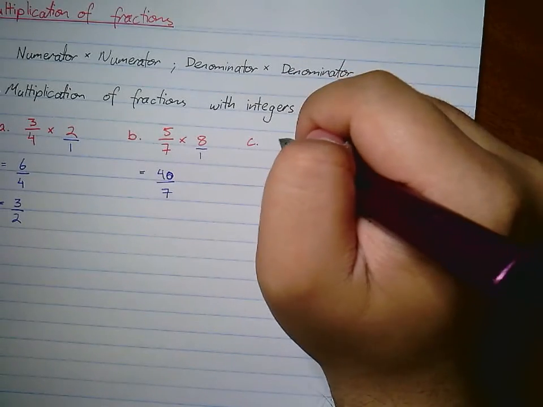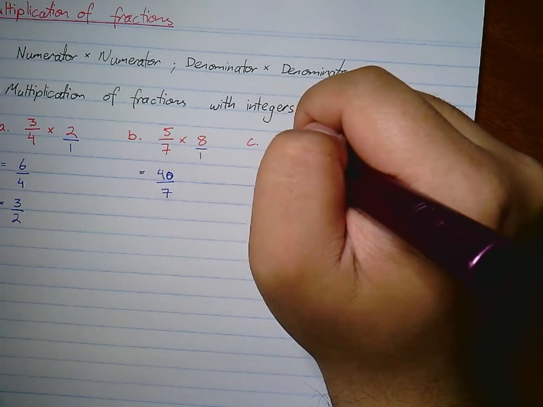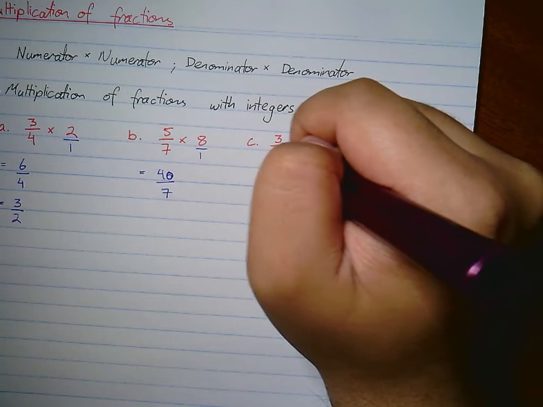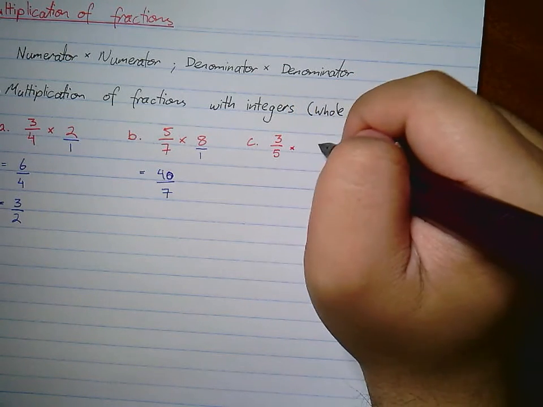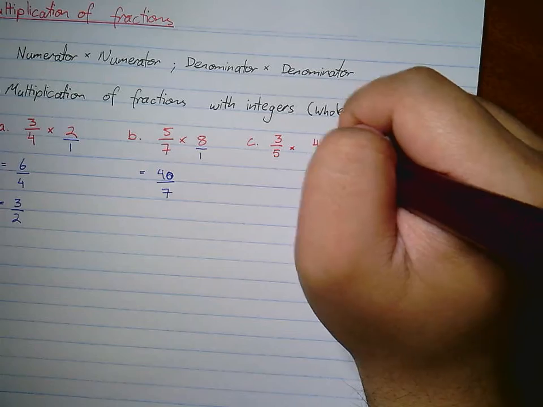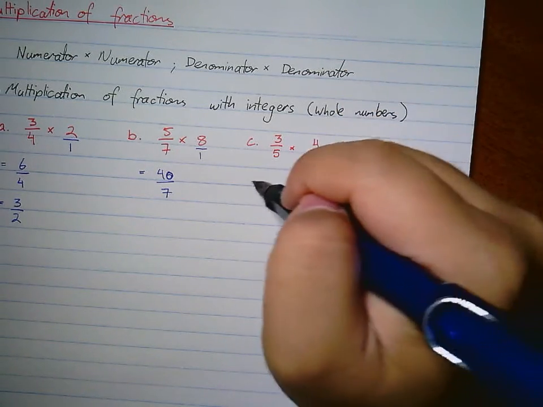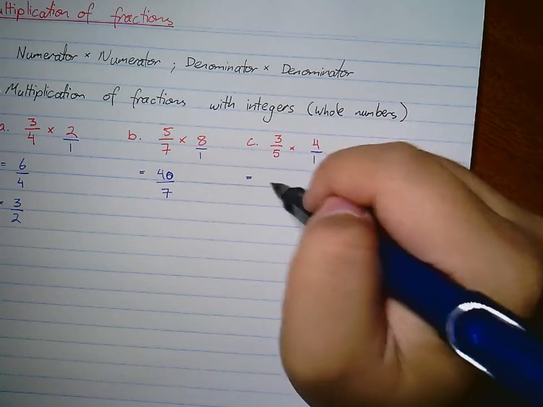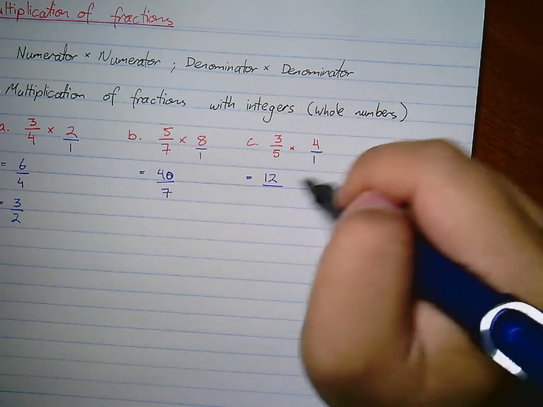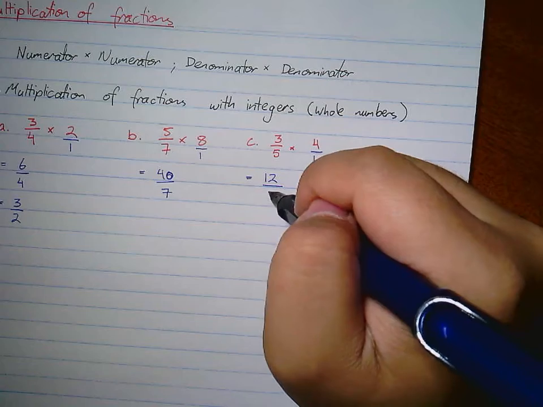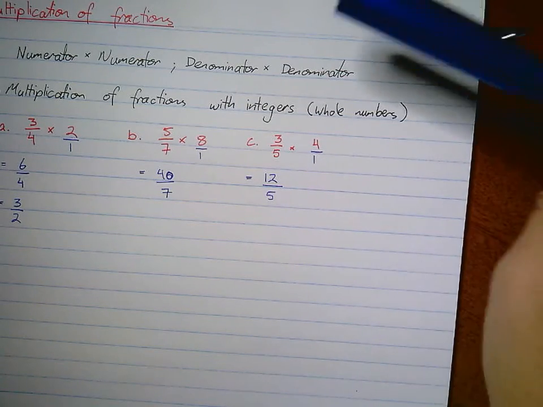Take a look at a few more examples. Let's take a look at 3/5 times another whole number. Let's say it's 4. Once again, just over 1. 3 times 4 is 12. 5 times 1 is 5.